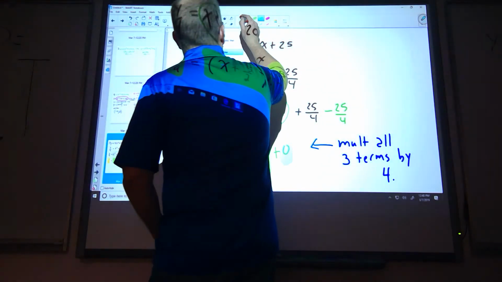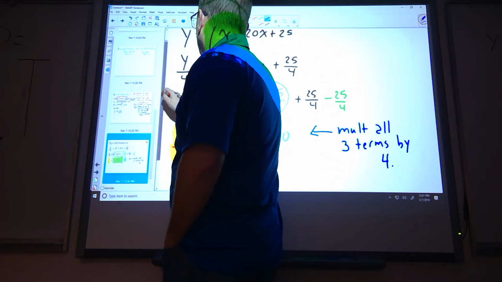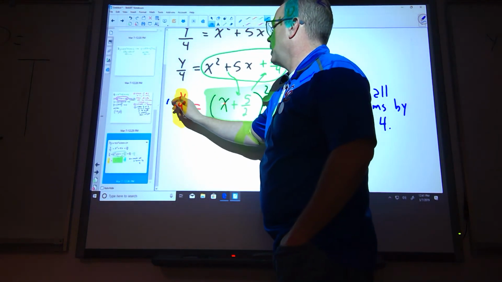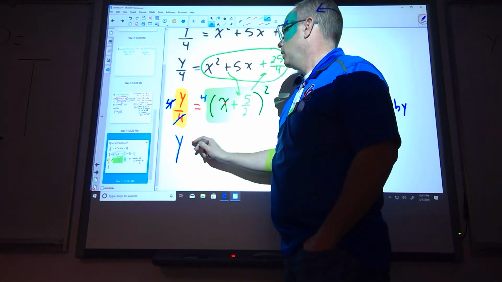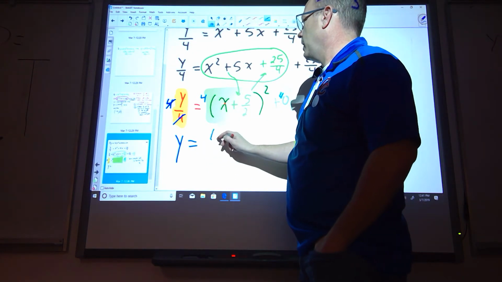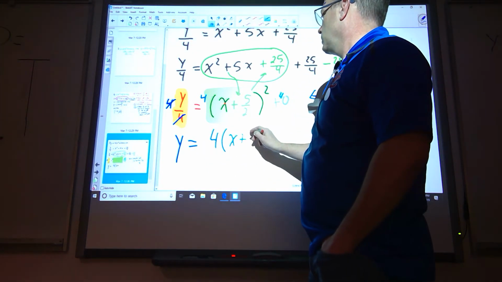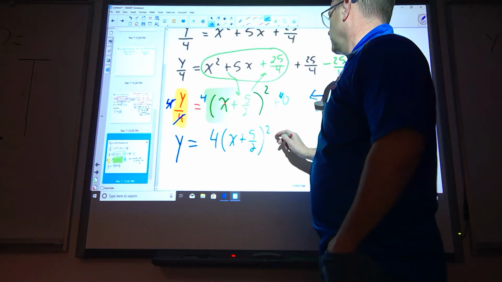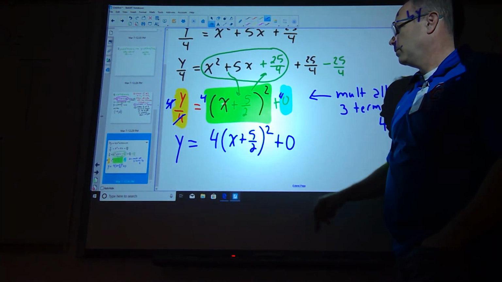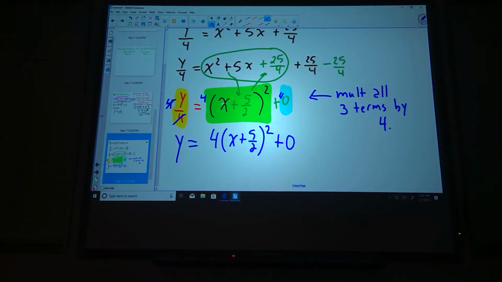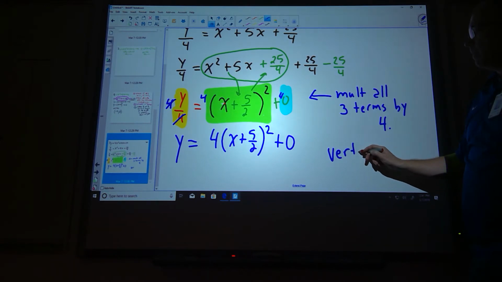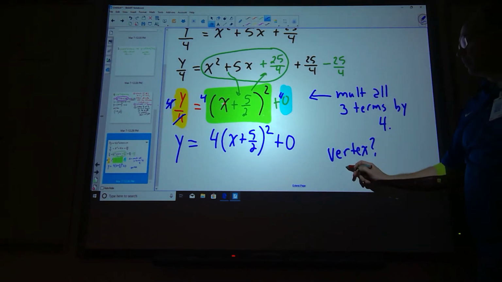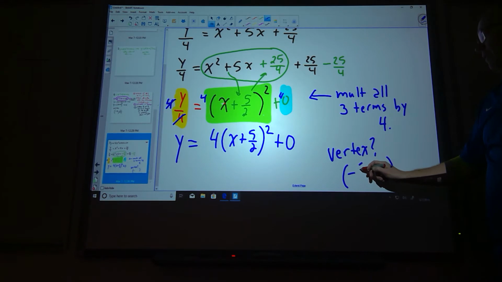All right. Let's see if we can figure this out. If I multiply this by 4, this by 4, and this by 4, that cancels. I got y back. I got 4 times this quantity. Ooh. What is my vertex? Negative 5/2 and 0. Done.